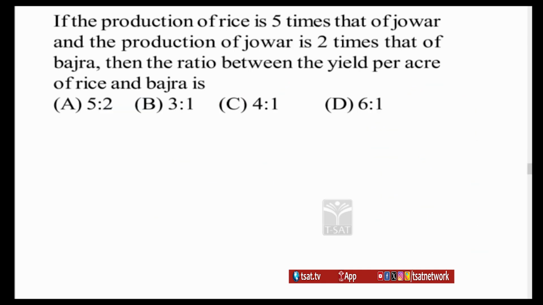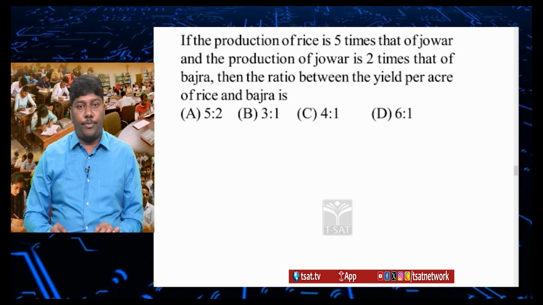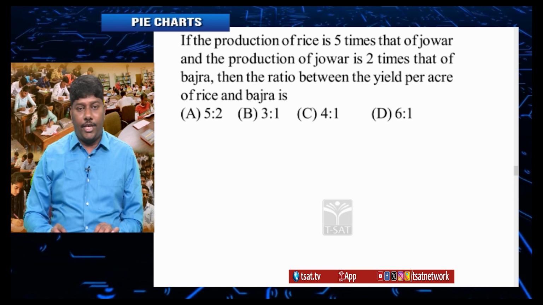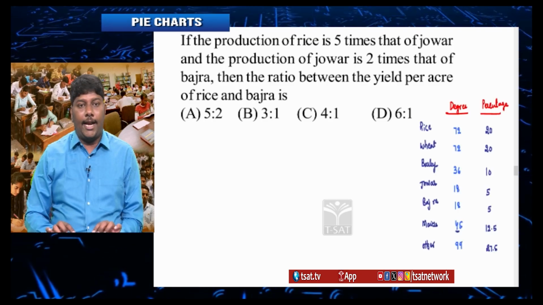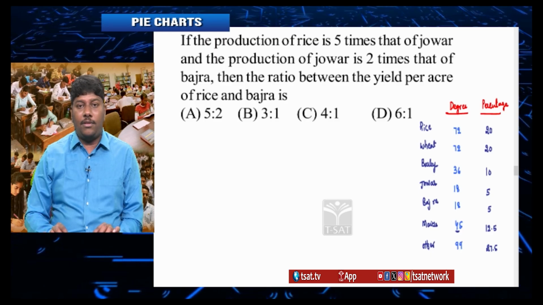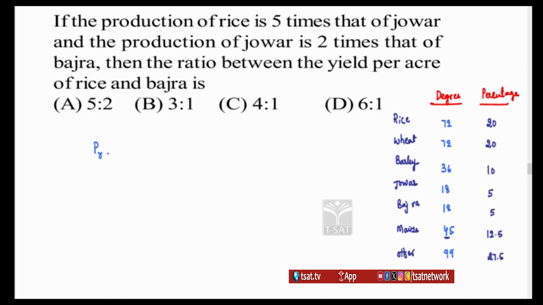Now, if the production of rice is 5 times that of jowar and the production of jowar is 2 times that of bajra, then the ratio between the yield per acre of rice and bajra. So, we have the data with us. He says production of rice is 5 times that of jowar. Production of rice 5 times that of production of jowar. Production of jowar is 2 times that of bajra.